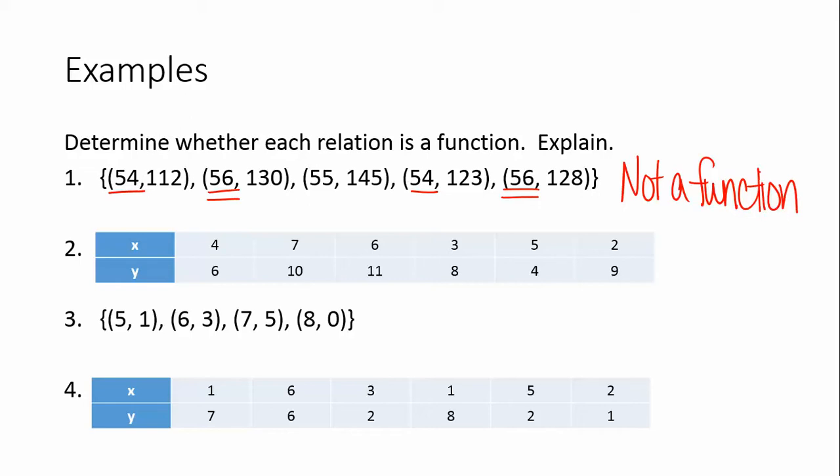Let's look at number 2. Same type of problem, just laid out a little bit differently. We've got a table with ordered pairs: 4, 6, 7, 10, 6, 11, 3, 8, 5, 4, and 2, 9. And as you look across the domain, you can see that there are no repeats, so this is a function.